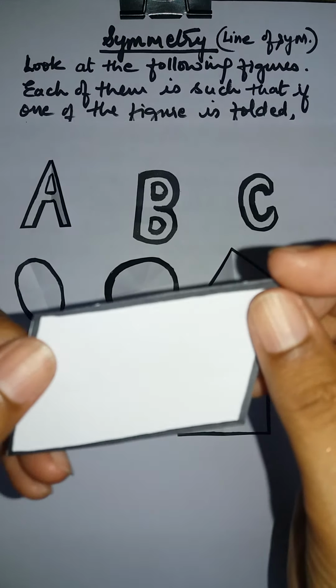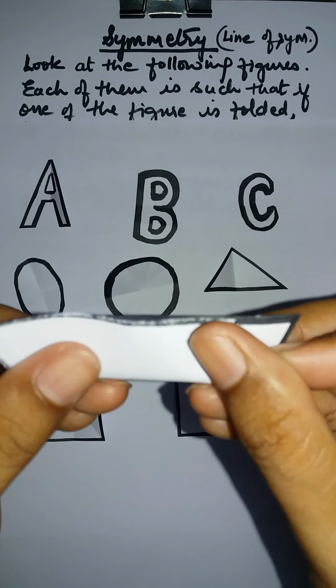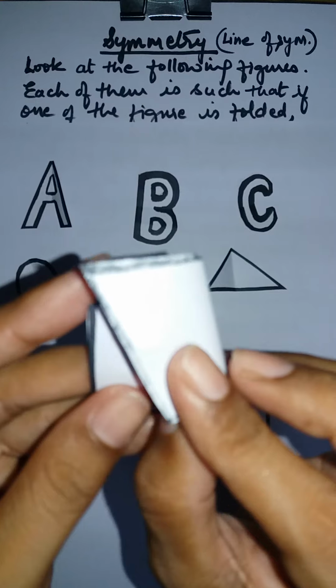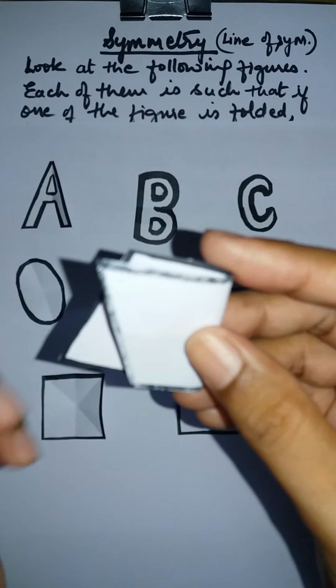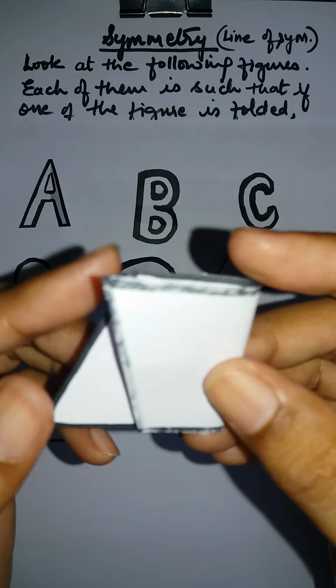This is a parallelogram. Parallelogram is not having any line of symmetry. See, in any manner if you fold it, you will not find that one figure is hidden by the other figure. So there is no line of symmetry in parallelogram.